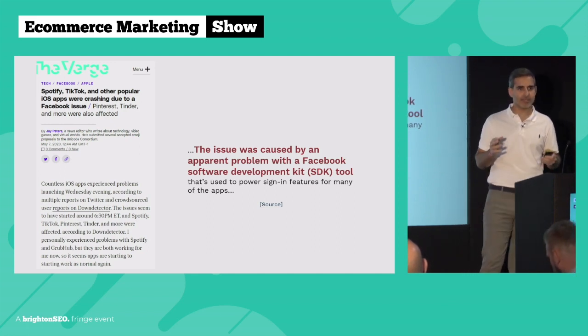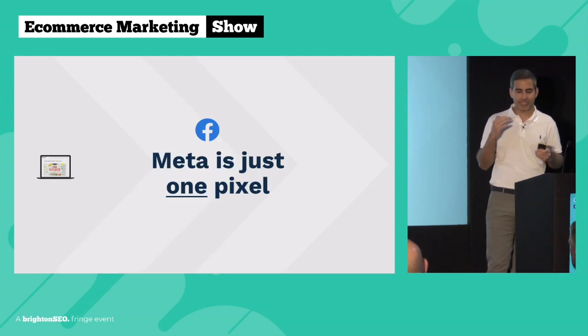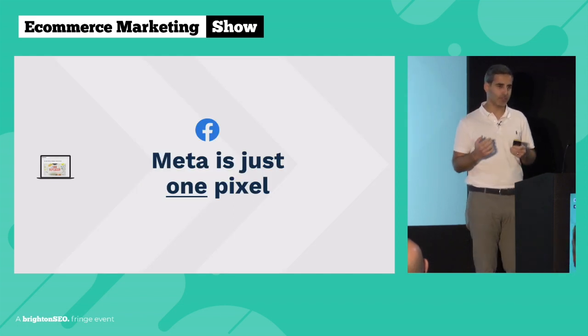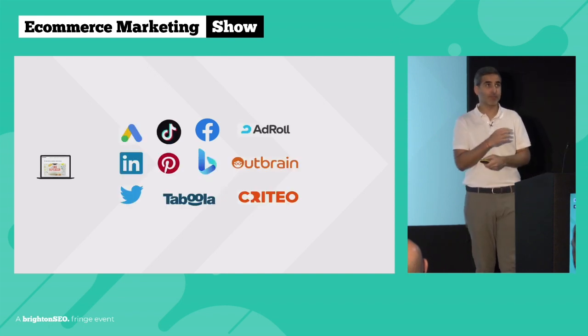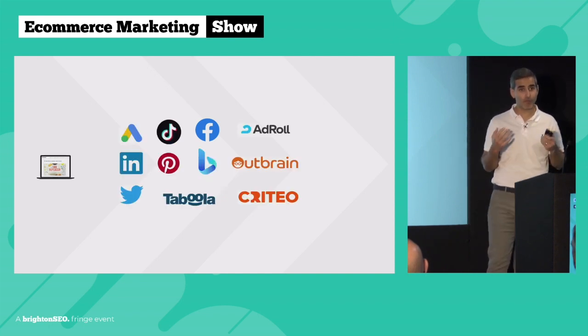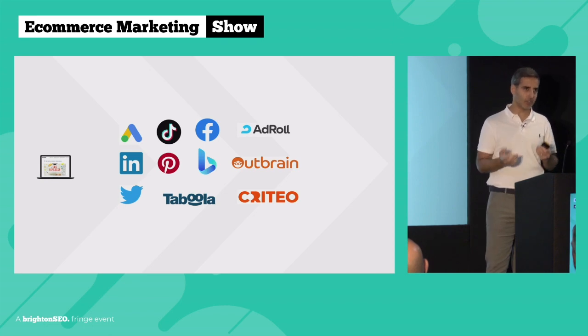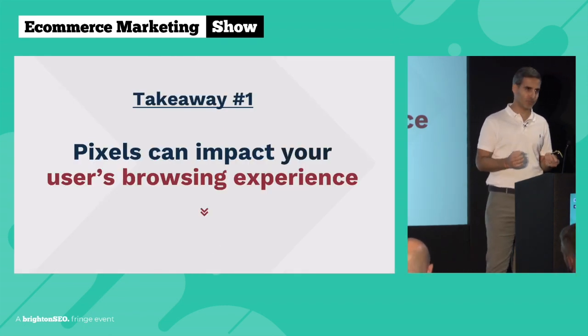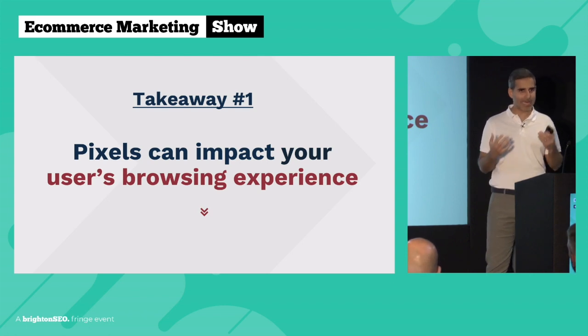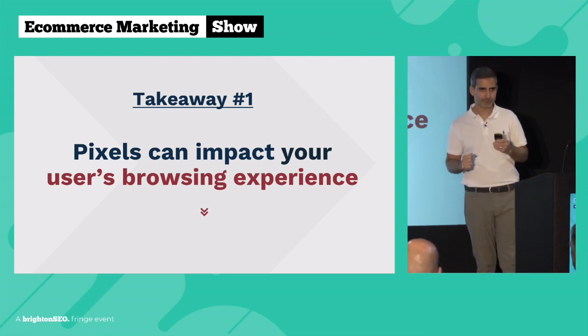So I say this: Meta or Facebook is just one of the pixels that we usually add onto the site. There are several others, and I've had websites and people come to me with over 40 different pixels loaded on. So the risk is multiplied. My takeaway here is your pixels can impact your user's browsing experience. So before adding these on, ensure that these have been vetted and approved.